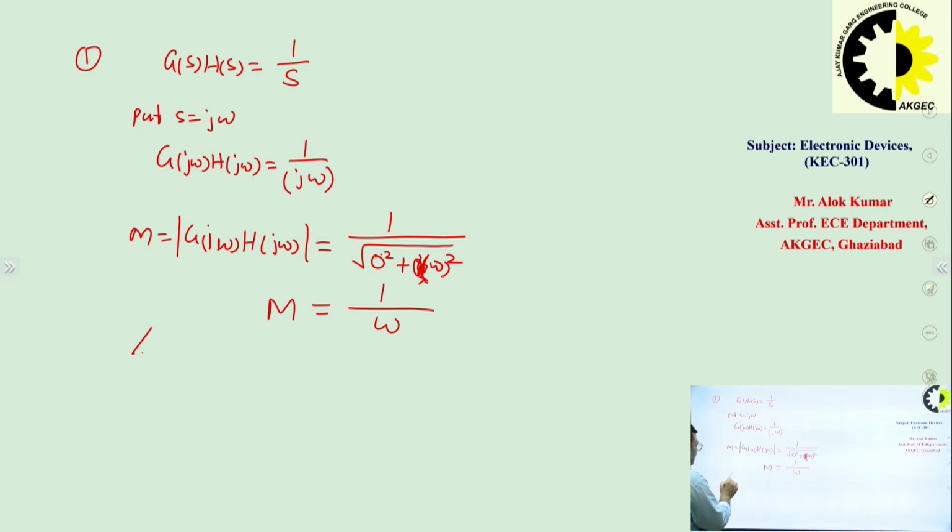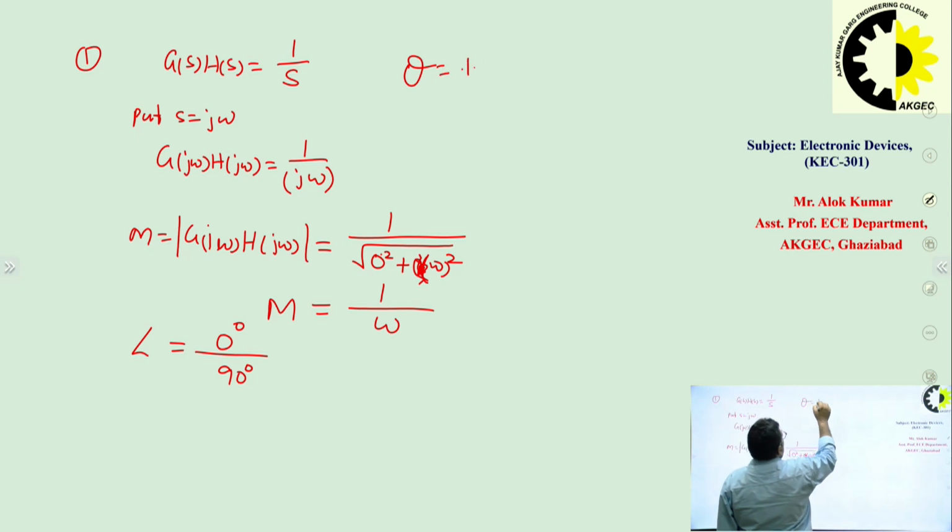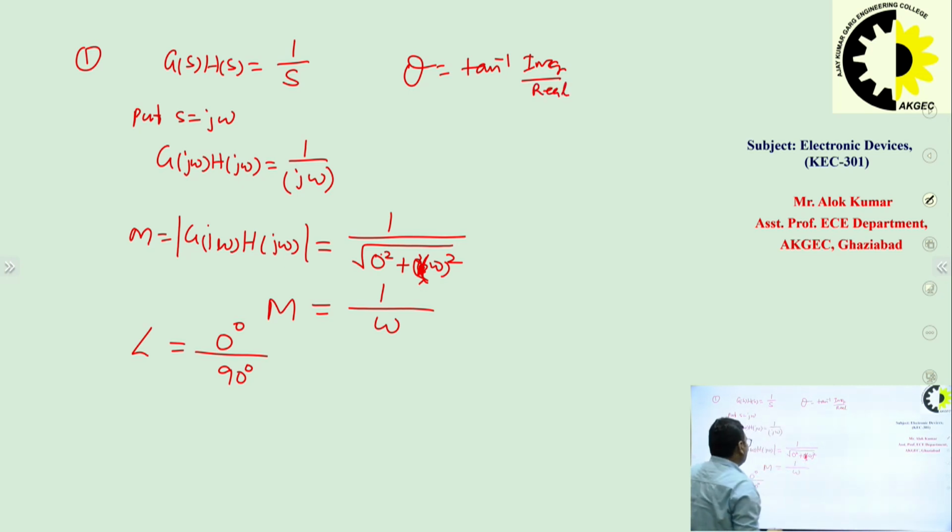Similarly, we can calculate the angle. Angle will be, for the numerator part, 0 degree, and for the denominator part, 90 degree. Because angle we calculate as theta is equal to tan inverse imaginary part divided by the real part, and here imaginary part is omega and real part is 0. So, omega divided by 0 will be infinite, and for tan inverse infinite we can write 90 degree. So, finally angle will be minus 90 degree.